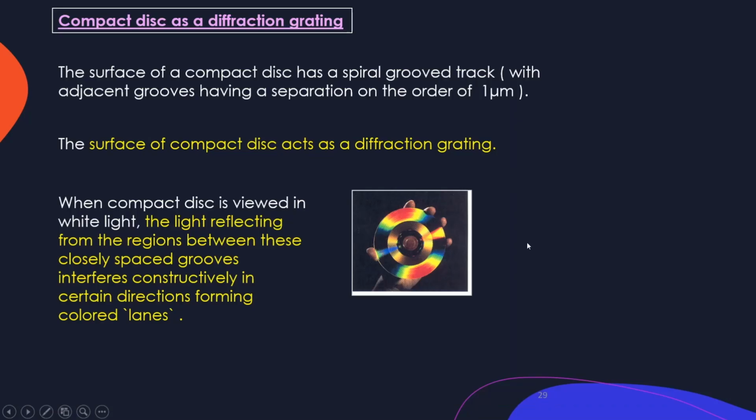One of the applications that we can observe in our daily life is the compact disc, where the compact disc acts as a diffraction grating. The surface of a compact disc has a spiral groove track with adjacent grooves having a separation on the order of 1 micrometer. So when the compact disc is viewed in white light, what happens? The light reflecting from the regions between these closely spaced grooves interferes constructively in certain directions.